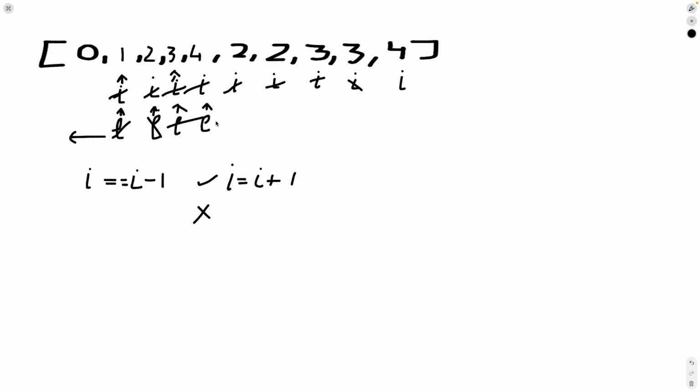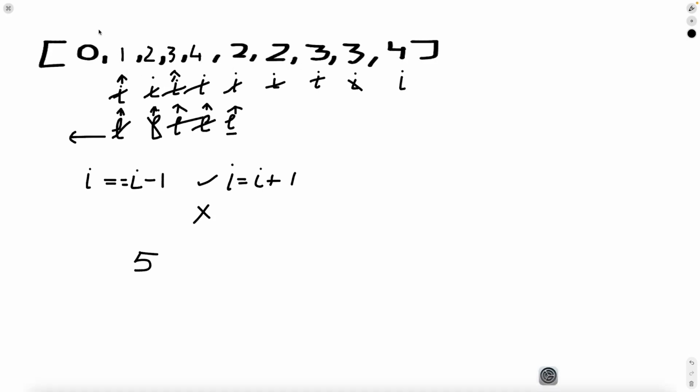So I'm going to increment L by 1 and return the value of L, which in this case is 5. So I have 5 unique elements. And basically, remember, you have to have the unique list, but after that, nothing matters. It can be anything. So anything after 5 is completely fine.